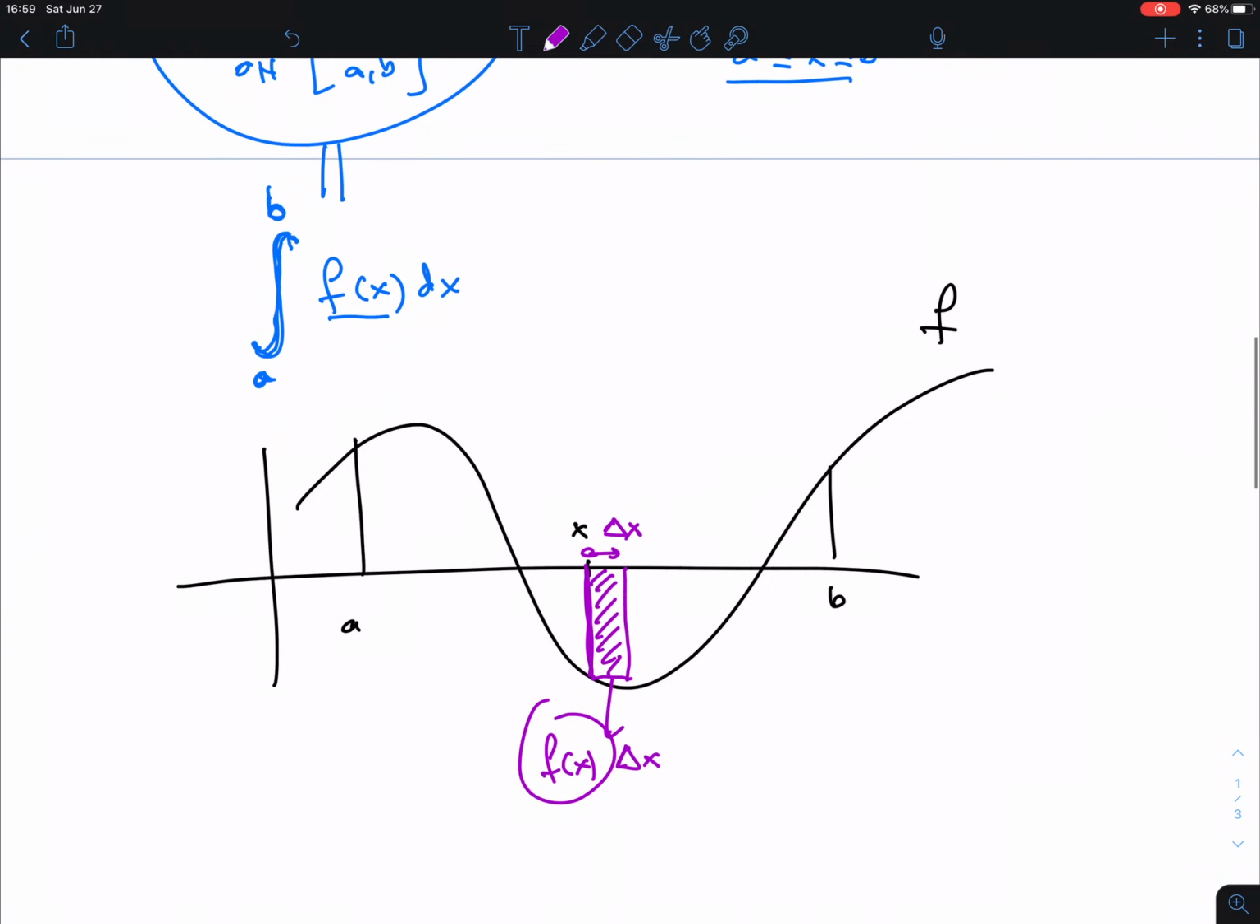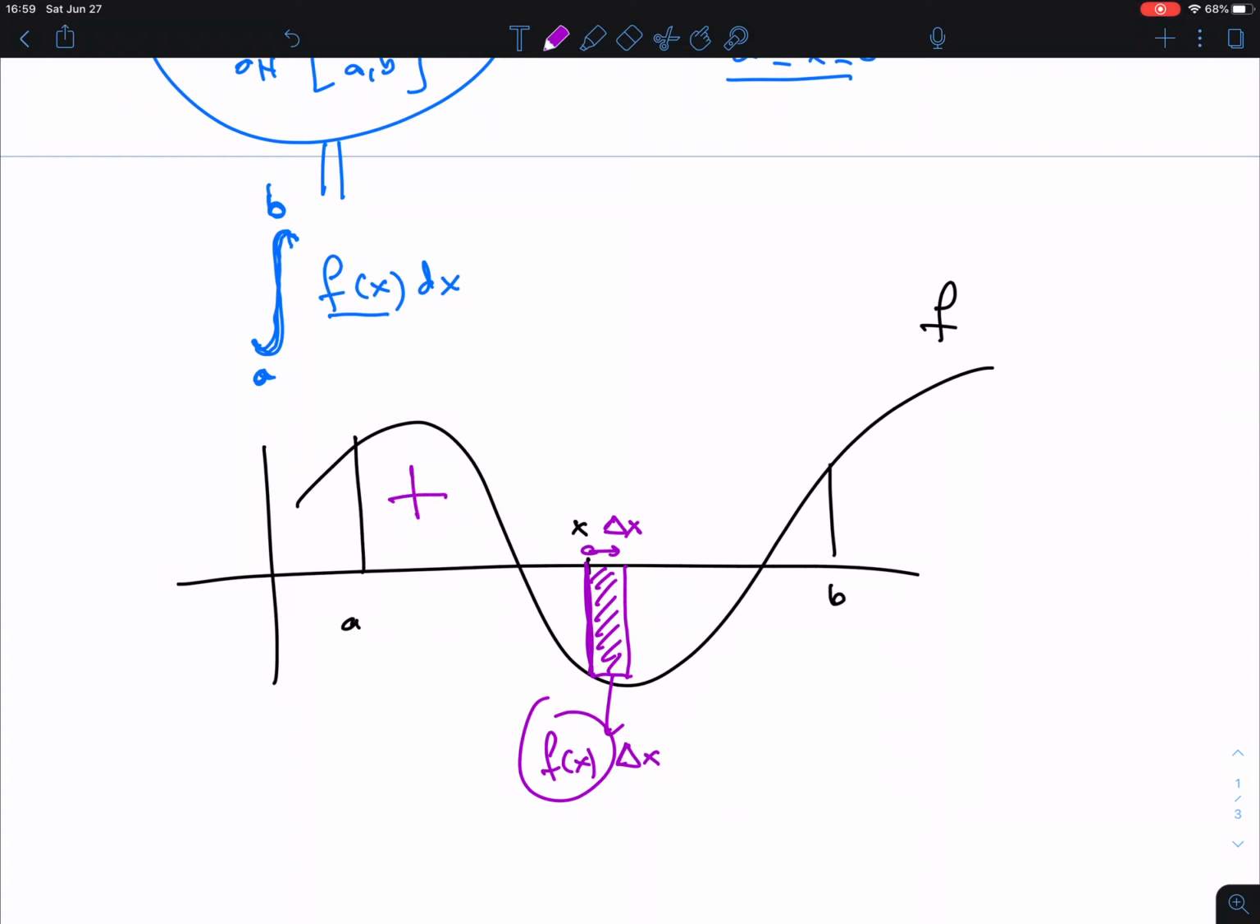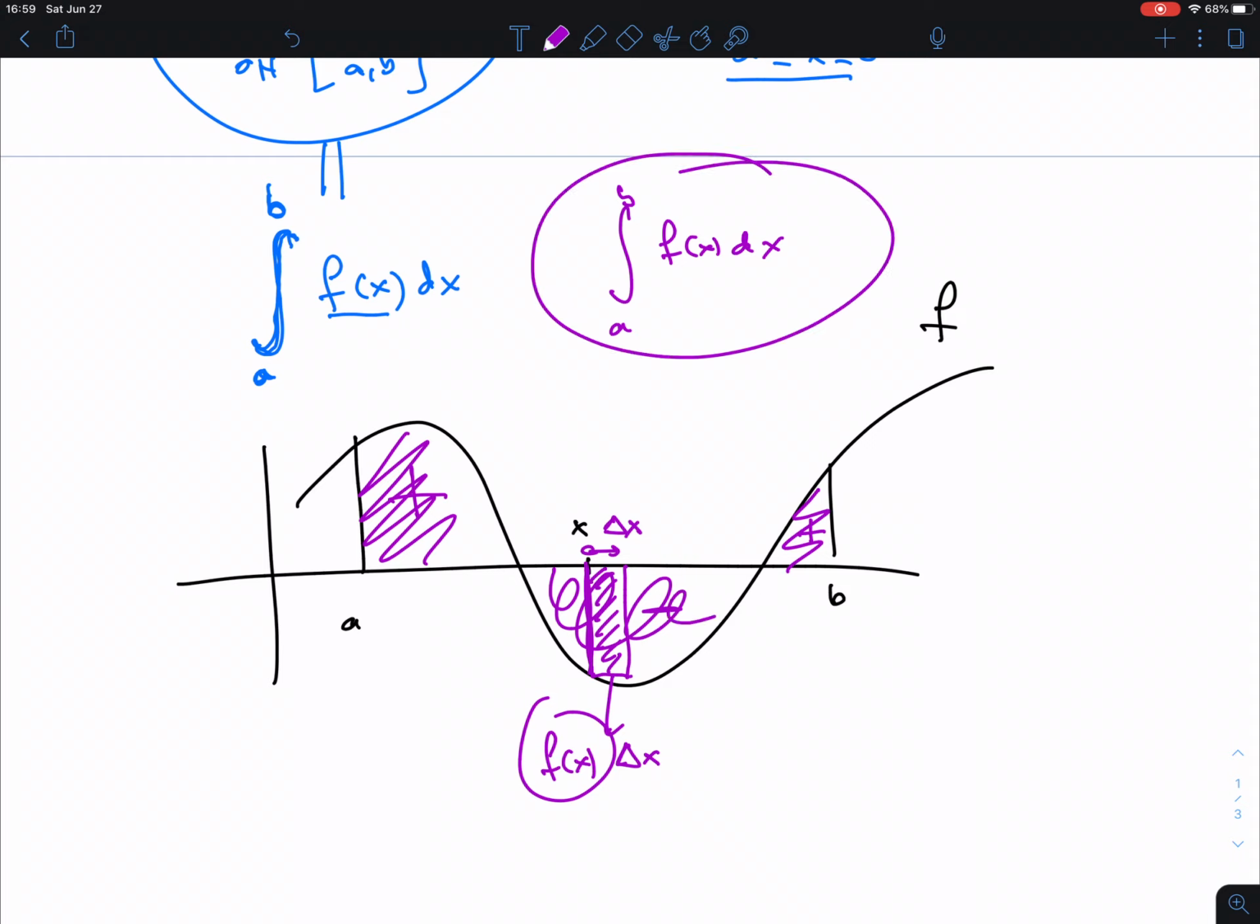So what is going on? If your strip lies located in this region, then it comes with a positive sign. If it's located underneath the x-axis, it comes with a negative sign. So if we would calculate the integral from a to b of f(x) dx, which we don't know how to do yet, but I'm going to show you, then we will find that if we add this area and these two and subtract this guy from it, that's the number that this will give.